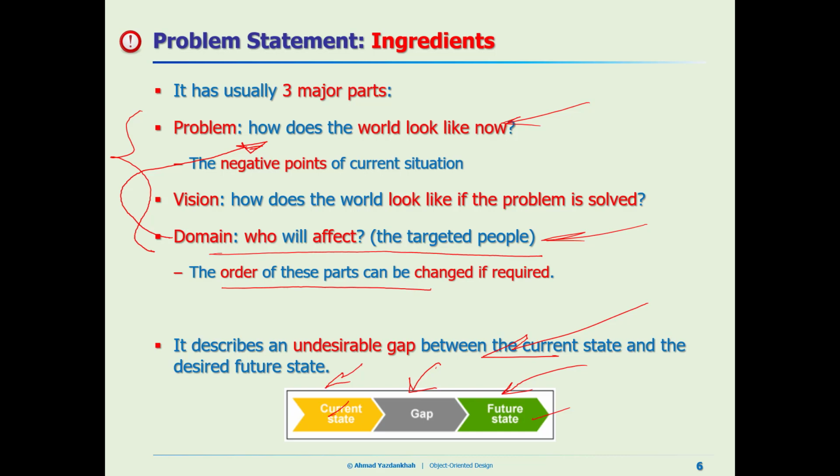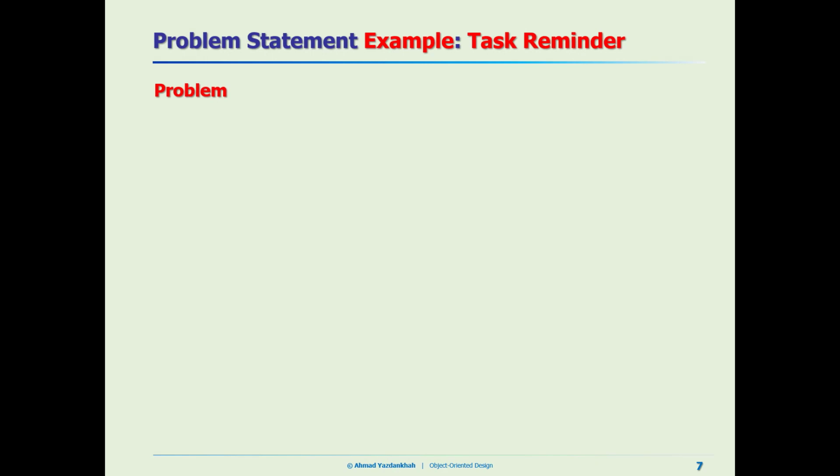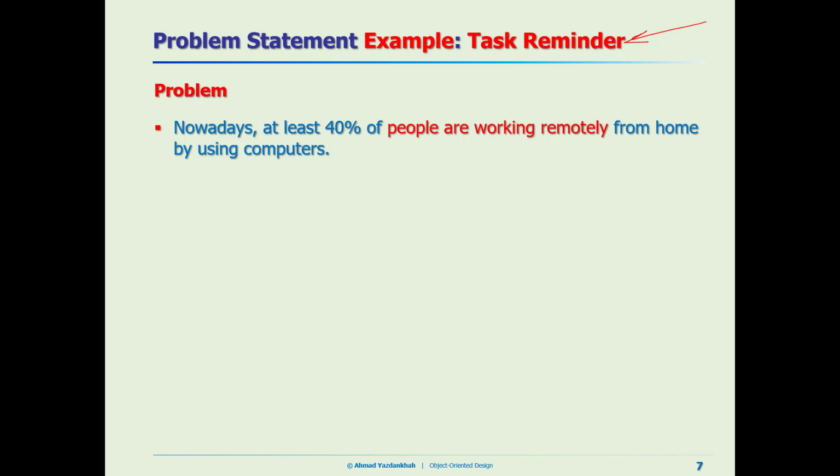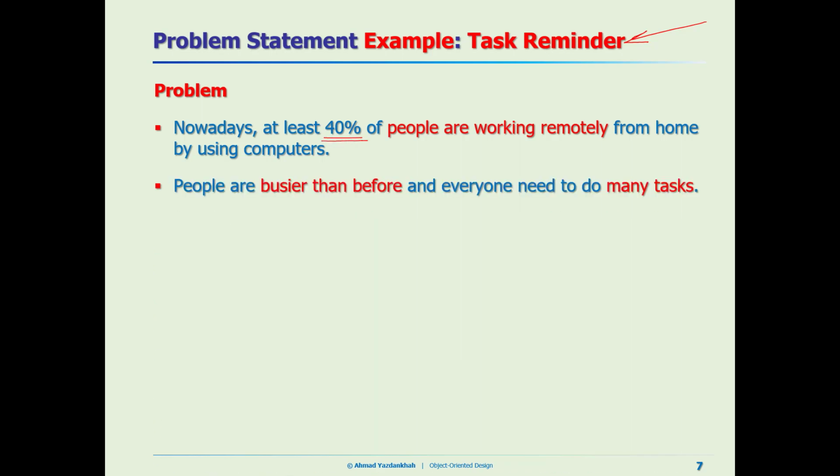Okay, now let's talk a little bit in detail about the problem and the vision and the domain by an example. So our software is called Task Reminder. Now let's see how I state the problem. Now I have to read all of them for you. So nowadays, at least 40% of people are working remotely from home by using computer. Actually, this 40%, I'm not sure that it's accurate or not. This is just my guess.